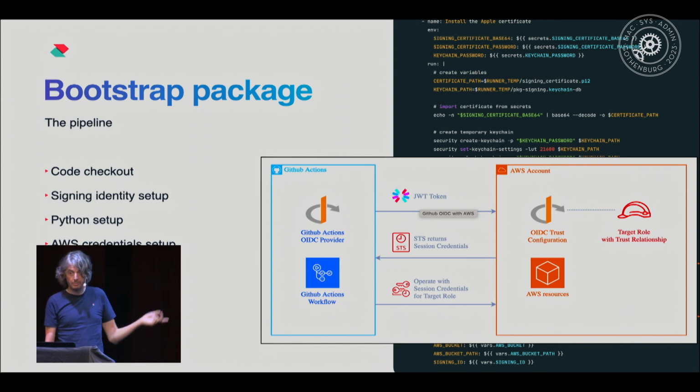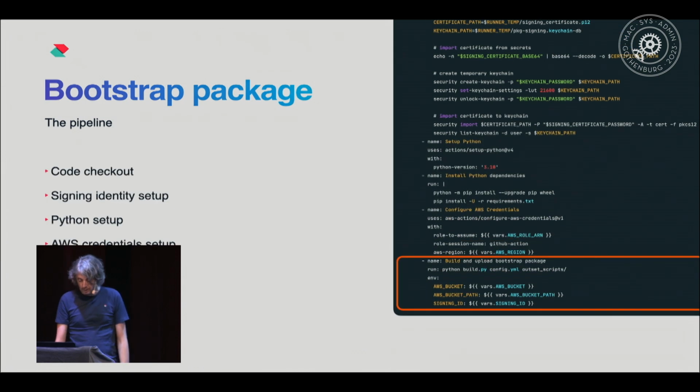So this is great because you don't need to retrieve the credentials, you don't need to have extra secrets, you just establish a trust between the workflow and AWS. And yeah, last step is we just run the build. So the end result is that we have packages on S3.